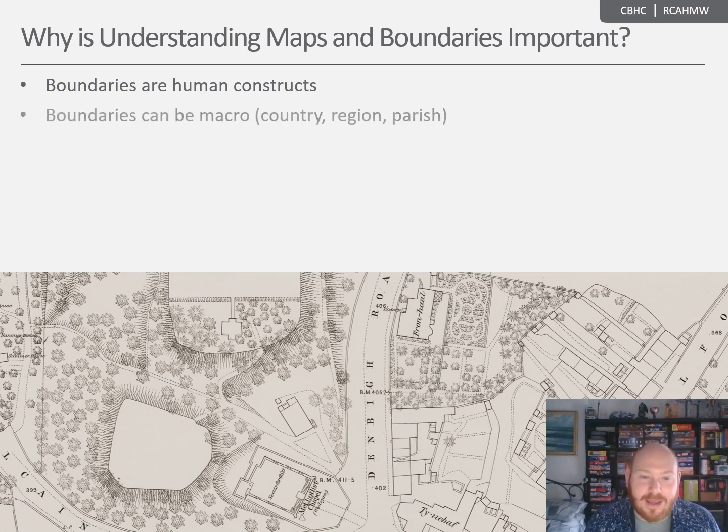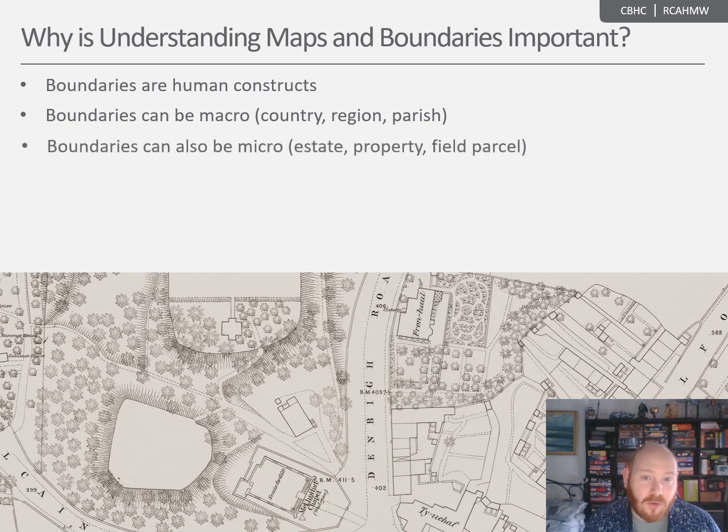Like I said before, boundaries can range from the macro. We're all familiar with Wales as a country. That in one respect is a boundary. But it can also go to things like county, region, parish. So these things can be massive, but they can also be quite small. They can range to a property. Every house or apartment we live in is in one respect a boundary. That is our property.